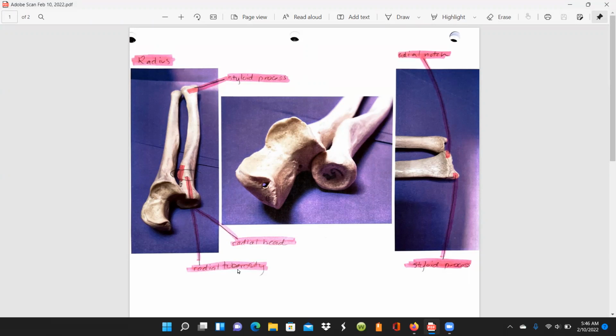Then we have our ulnar notch, which, I apologize, I put radial, but it's actually ulnar. And that receives the side of the ulnar head. And this is facing medial, opposite of the styloid process. And it's the point where the radius articulates medially, so right here.